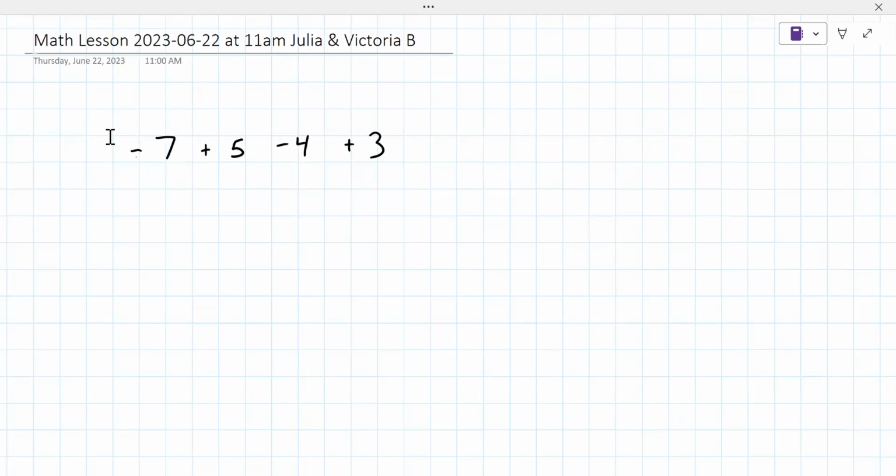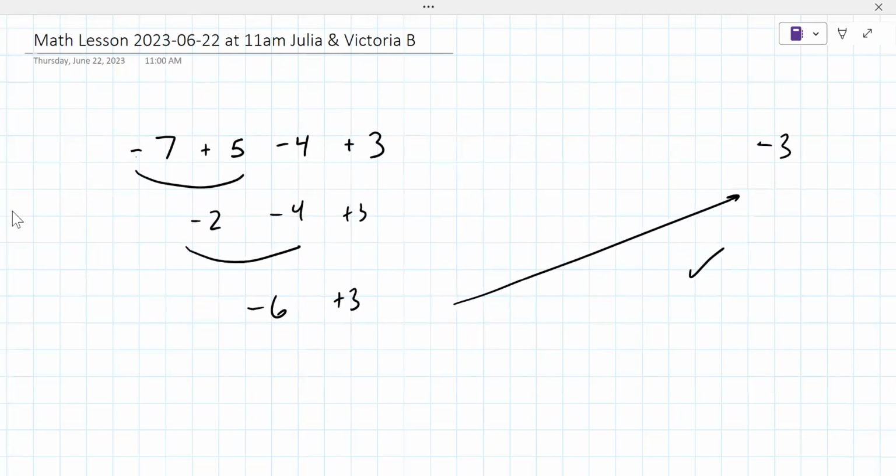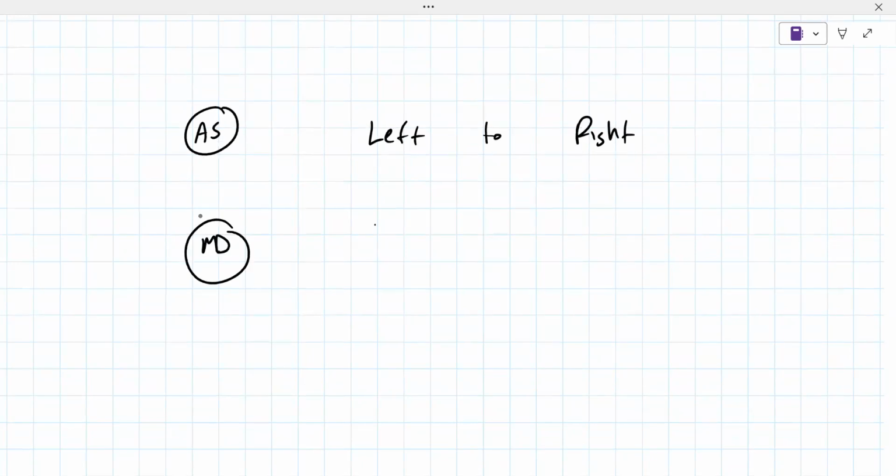-3. Your answer is -3. So the first two is -2 minus 4 plus 3. This becomes -6 plus 3. It is absolutely -3. Good, really good. So this idea of when you add and subtract, you do it left to right. The same thing applies to multiplication and division. You do that left to right.